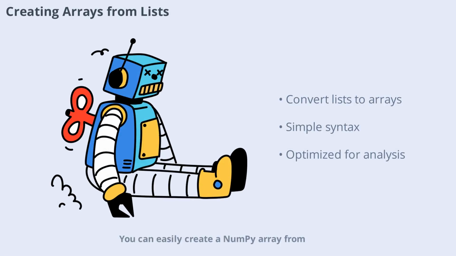You can easily create a NumPy array from a Python list by passing the list to np.array. For example, np.array([1, 2, 3]) creates an array with 3 elements. This is the first step in converting your data into a format that's optimized for analysis and computation.